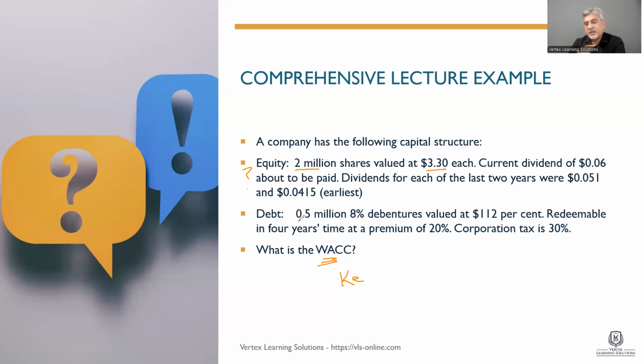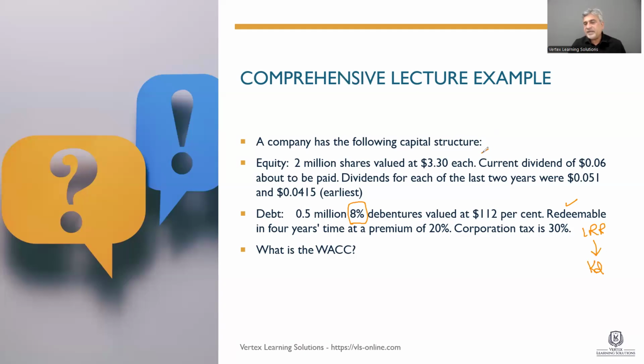You have debt, 500,000, 8%, valued at 112. It is redeemable at a premium of 20%, and corporation tax is 30%. And by the way, you don't have the cost of debt as well. This is your coupon rate, and this is a redeemable debt, so I need to calculate the IRR of this debt. And when I calculate the IRR, that will be my cost of debt here.